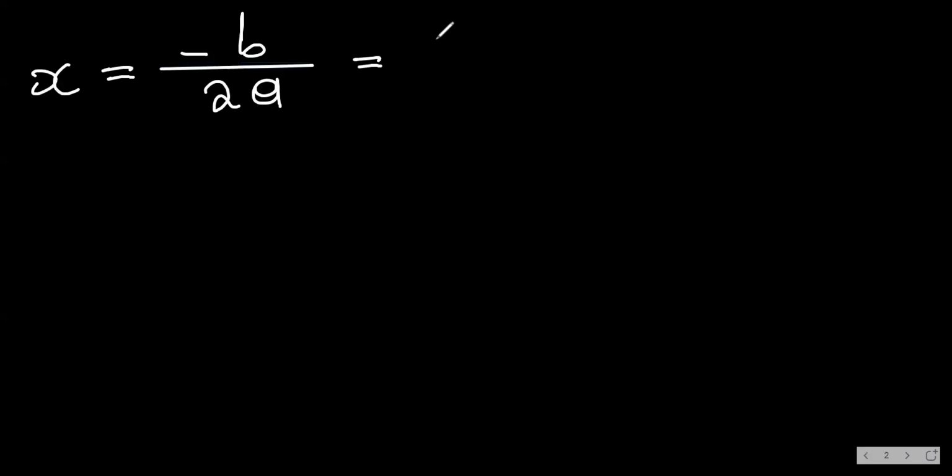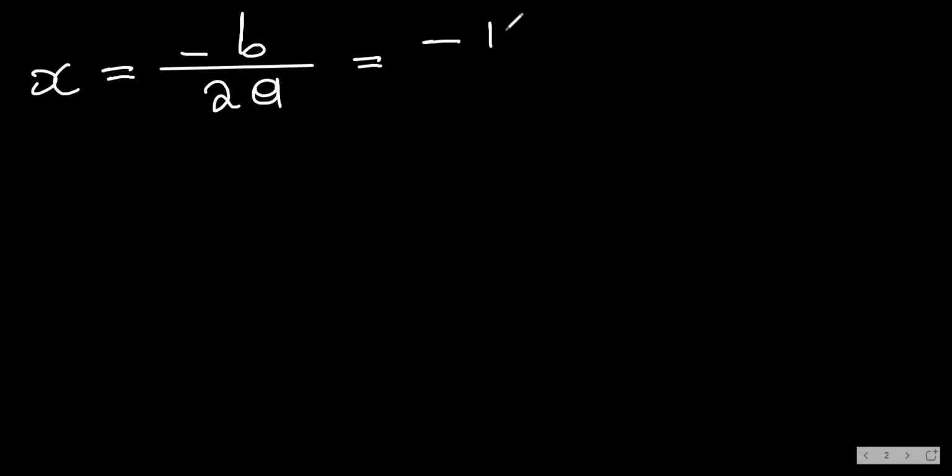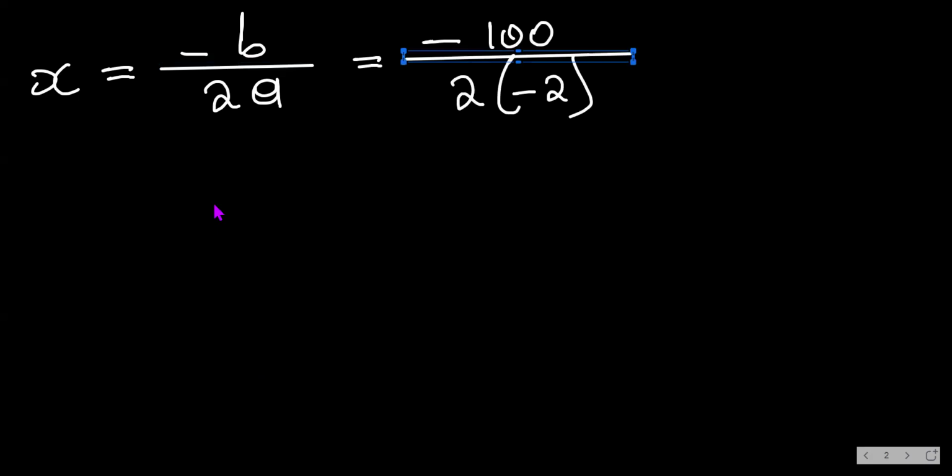So now we have negative b. What is b? b is positive 100. And now we divide this by 2 into a. a is negative 2. Negative 100 divided by negative 4. Well, that is positive 25. And we've got to say meters there.